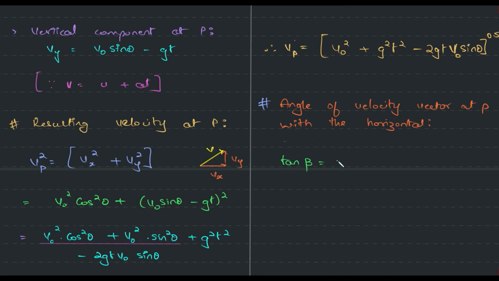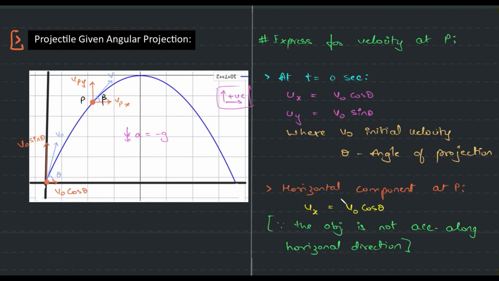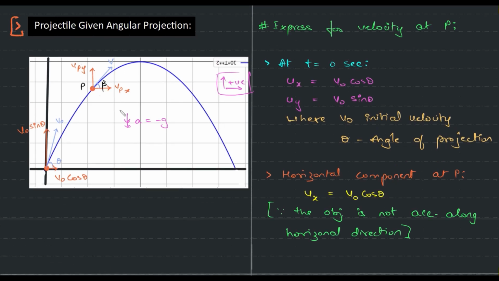tan beta is equal to opposite by adjacent. Opposite is Vy, adjacent is Vx. So Vy is, we have it here, V naught sine theta minus gt, entire expression divided with V naught cos theta. That's it. So these are all general expressions. You don't have to memorize anything. This is to show how we can solve any given problem with a simple resolving of the vectors.